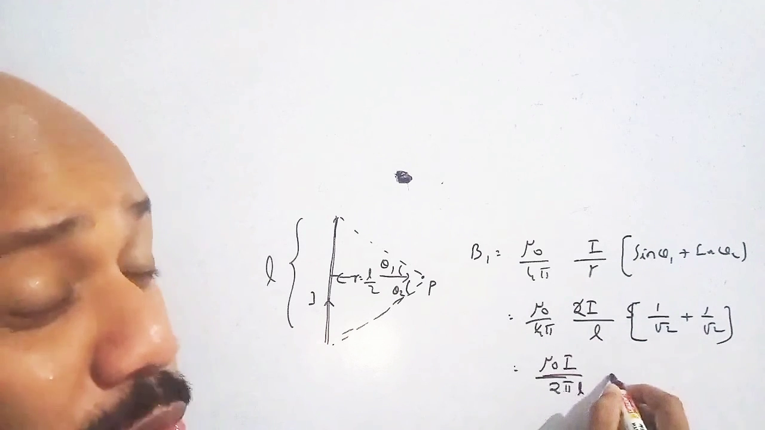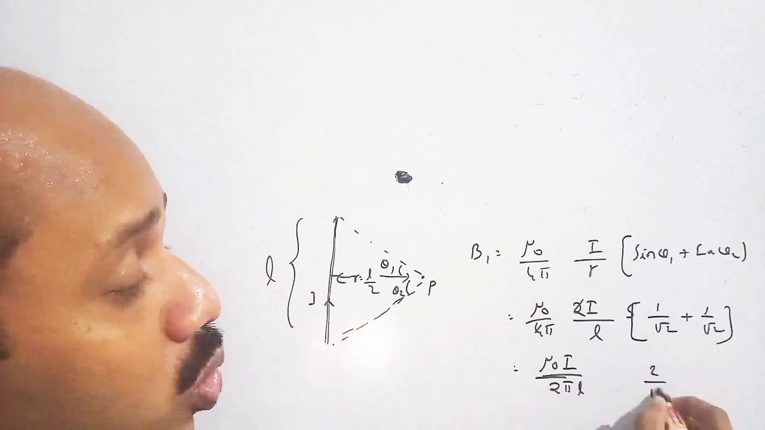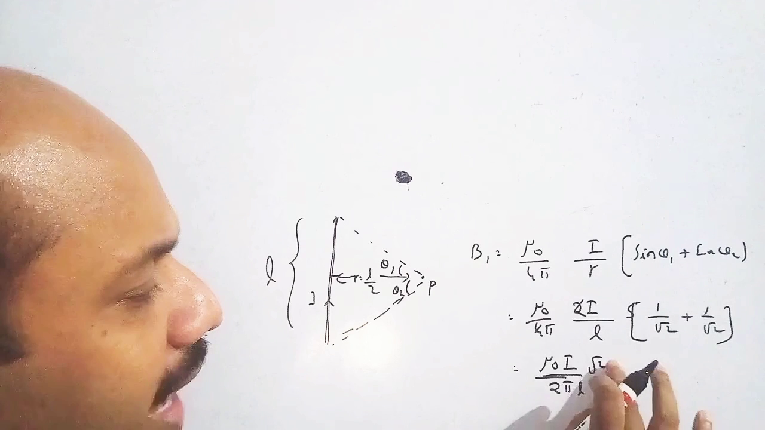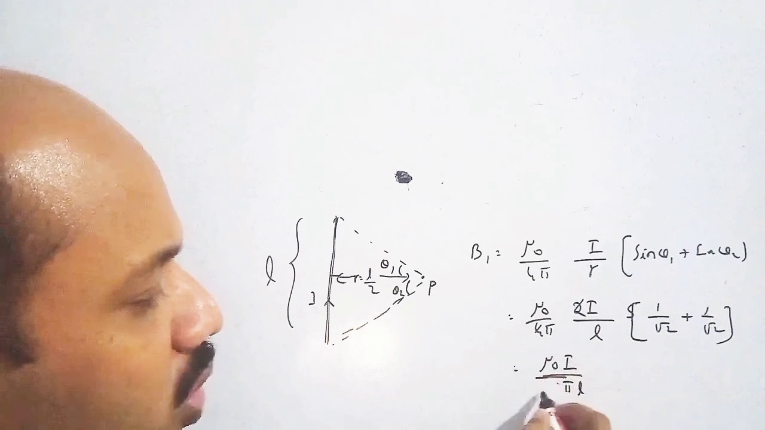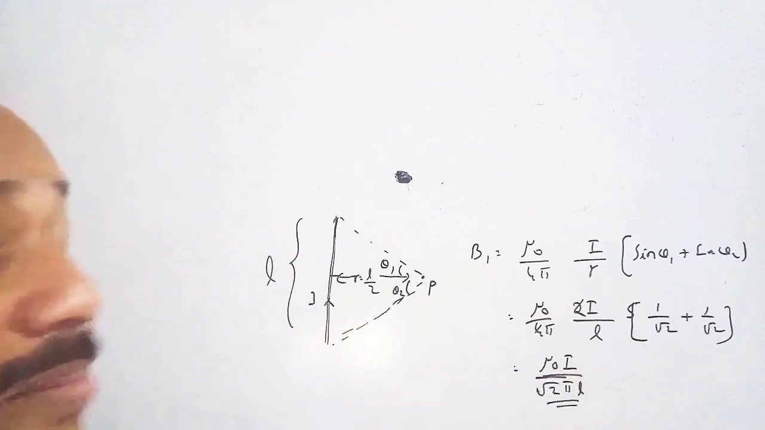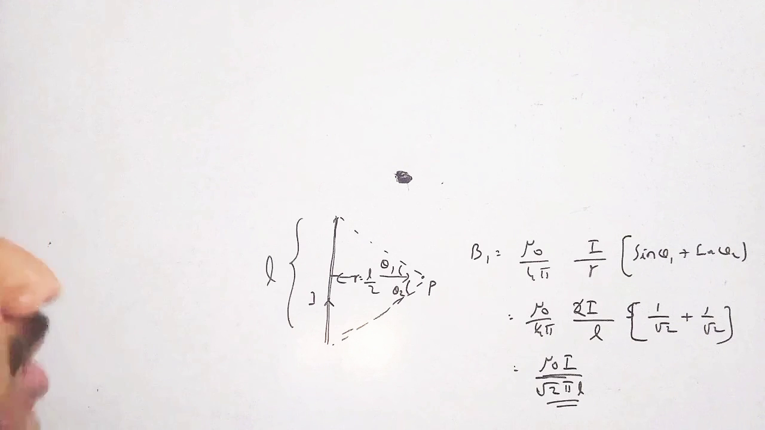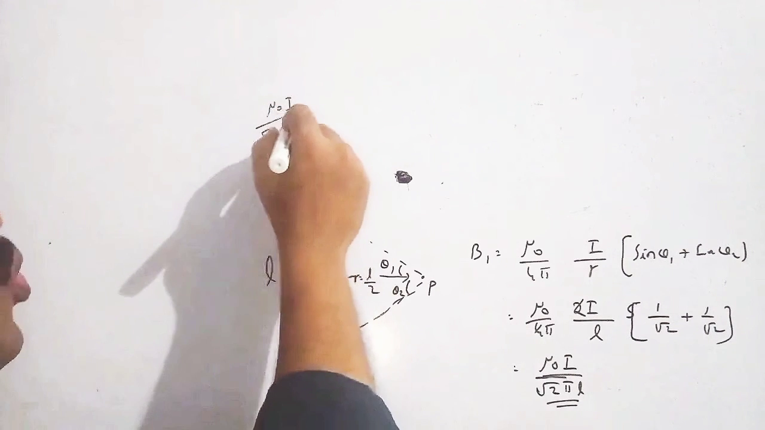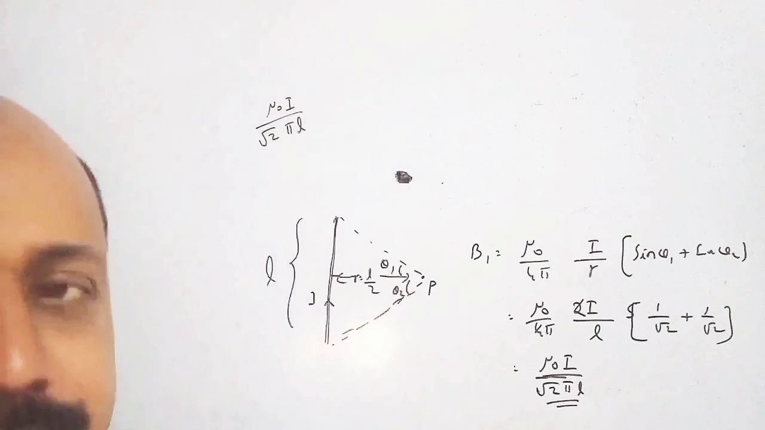This is 1 by root 2 plus 1 by root 2, that is 2 by root 2, and 2 by root 2 is root 2, right? On cancelling this root 2 and 2, it is mu 0 I by root 2 pi L. This is the magnetic field due to a single straight wire, mu 0 I divided by root 2 pi L, where L is the length.